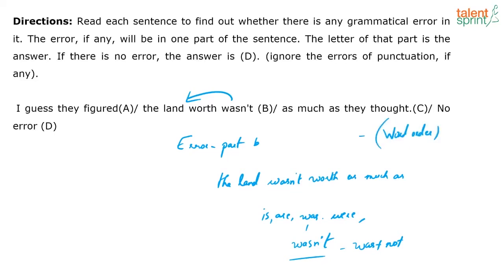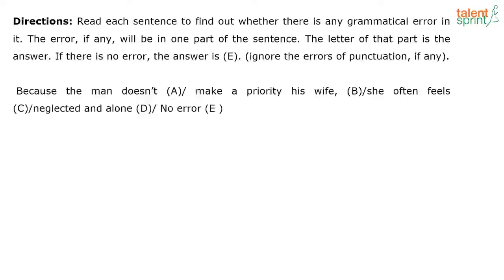Errors pertaining to word order. Because the man doesn't make a priority his wife, she often feels neglected and alone. This one should be an easy one. As you read it, you should be able to figure out where the error is. Are you able to? Okay, so you are saying B again for this one, and that would be correct, right? Because if you look at it, priority after preposition will come. See, in part B actually there is no preposition, no?